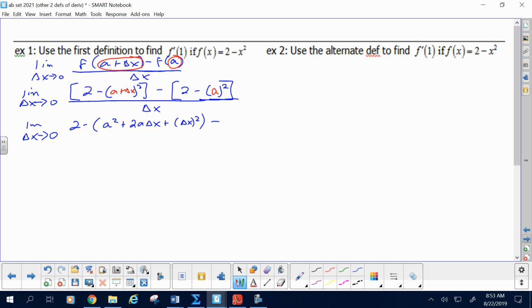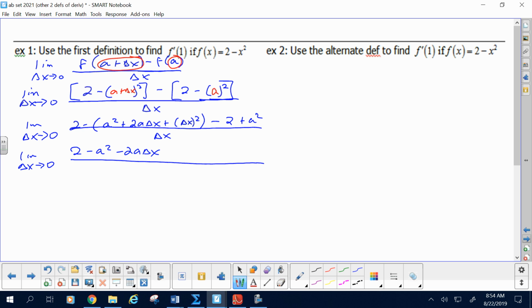All that needs to be subtracted. Minus 2 plus a squared if I distribute the negative. Are you with me? There are some algebra mistakes to be made here. If I then simplify a little more, distributing the negative out front of that parentheses, it's 2 minus a squared minus 2a delta x minus delta x squared minus 2 plus a squared. Do you agree? What drops out? The 2 subtracts away and the a squared subtracts away.